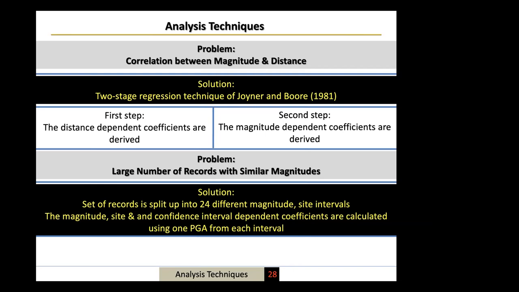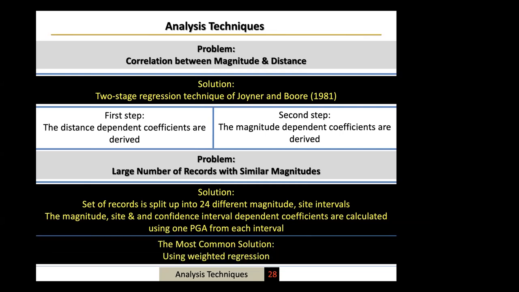So you actually bin your data set in magnitude and size intervals, and then you pick one PGA from each bin to use for the regression. Then it will solve the problem that, for example, you have too many recordings from just magnitude 5.2. And the most common solution for this problem is just to use a weighted scheme regression.